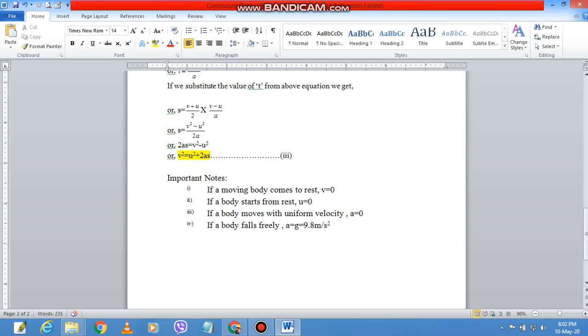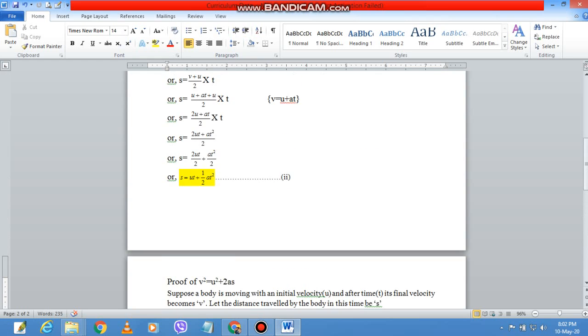And for a freely falling body, the acceleration of that body will be equal to acceleration due to gravity, that is 9.8 meter per second square. This is because a freely falling body falls towards the center of a planet, here in this case the center of the earth, due to the acceleration due to gravity of the earth. That's why they become equal.